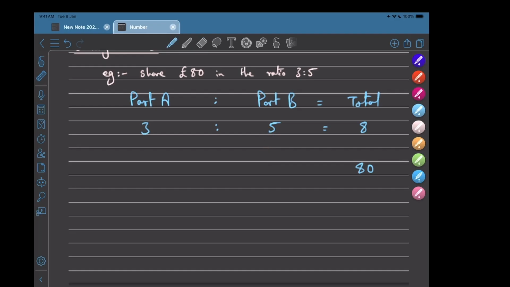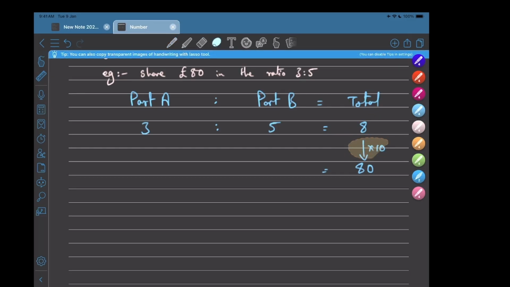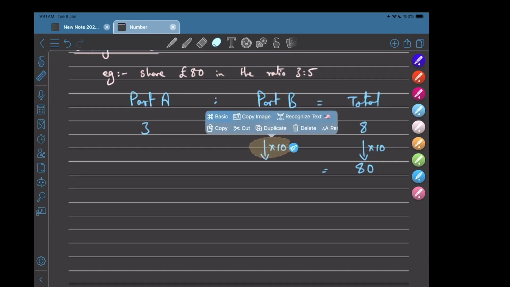Now the first thing we need to know is that we wrote the total. After we have written the total, we need to see what the ratio is over here. In this case, the ratio is 10 multiplied by 10. We are multiplying with 10, and then we get $80. Now the same ratio applies to all of them. All right, now duplicate.